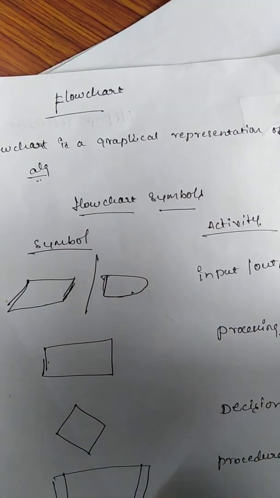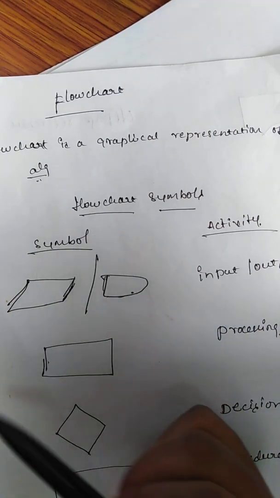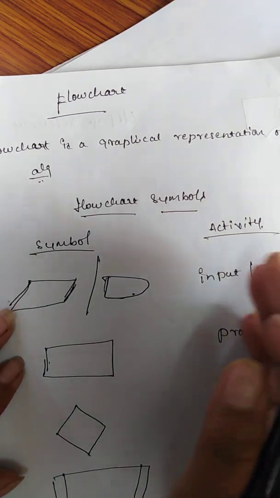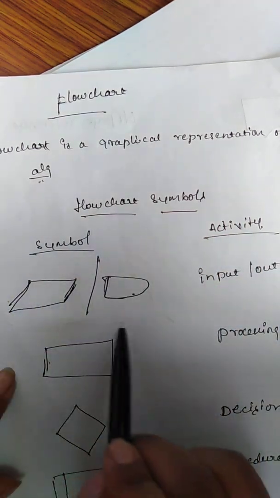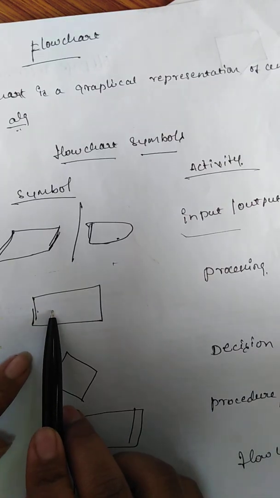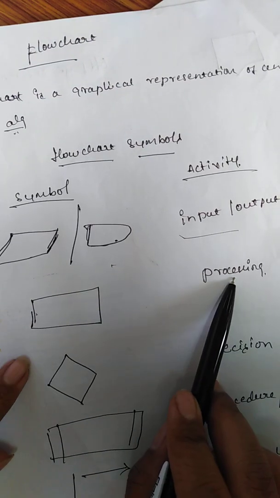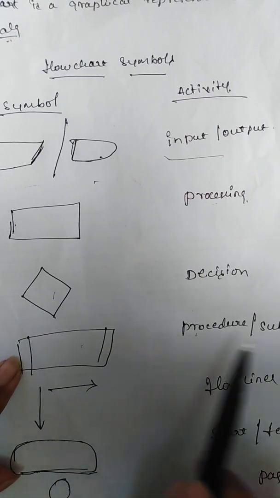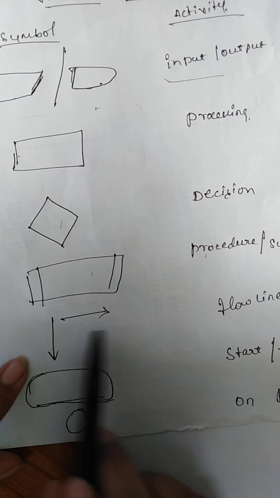These are all the symbols, and these are all the activities we can do in a flowchart. This one is input output. This one is the rectangle, processing. This one is decision. This one is procedure and subroutine. This one is flow lines.